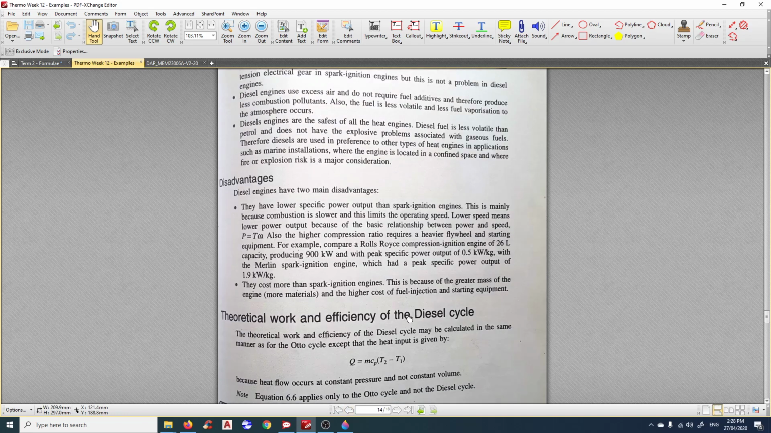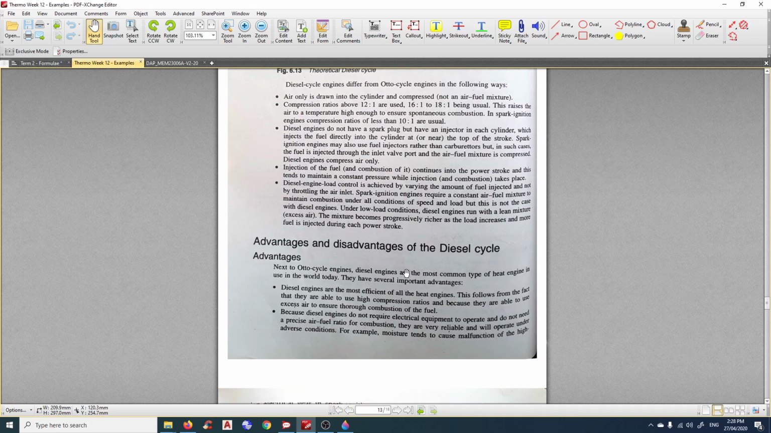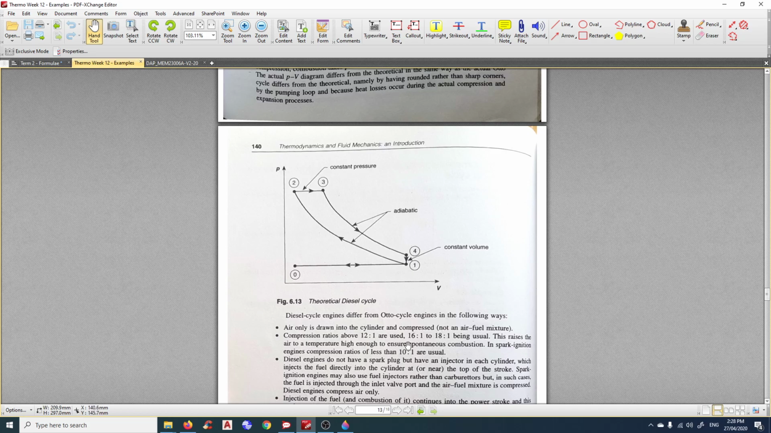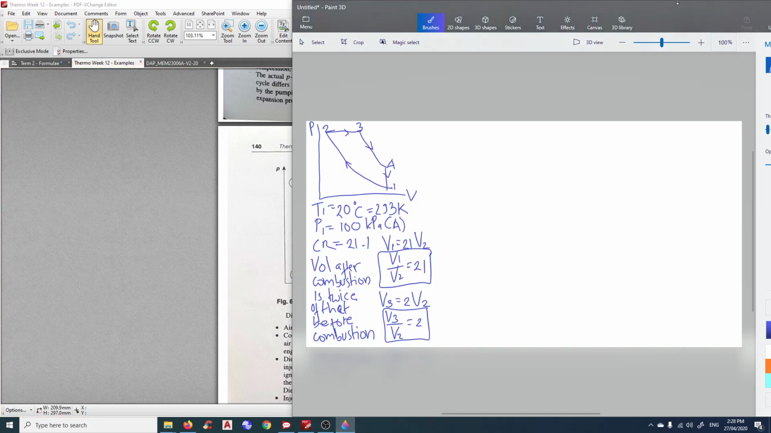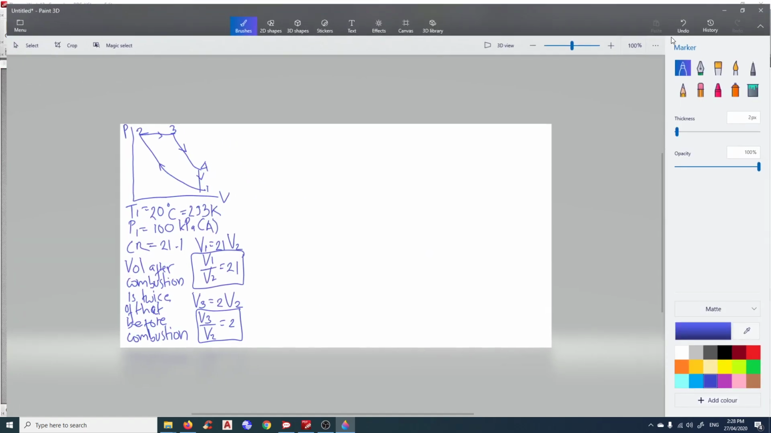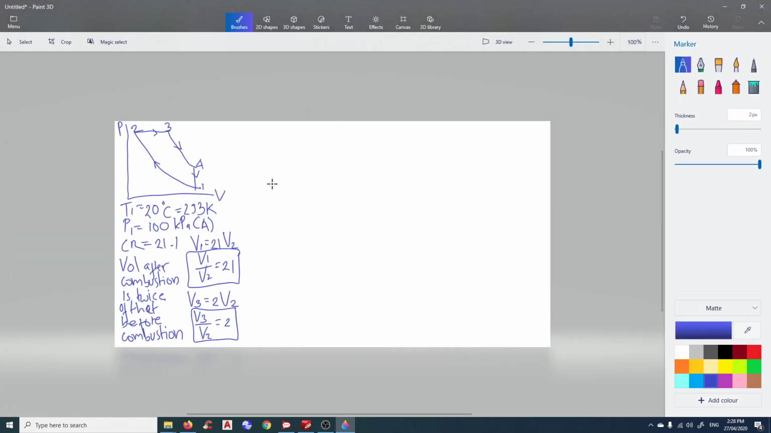Let's have a look at the application of diesel engines. So this is the cycle of the diesel engine. I do have an example here, which I don't have in the book. So we have a diesel engine drawing air at 20 degrees Celsius. So T1 here is 20 degrees Celsius. I already converted it into Kelvin, 293 Kelvin, drawing pressure at 100 kPa absolute.